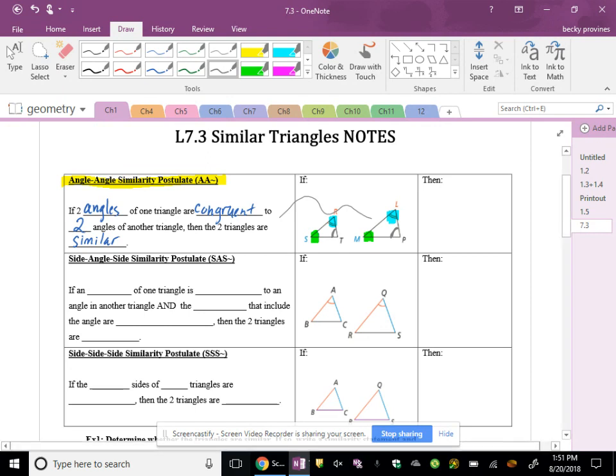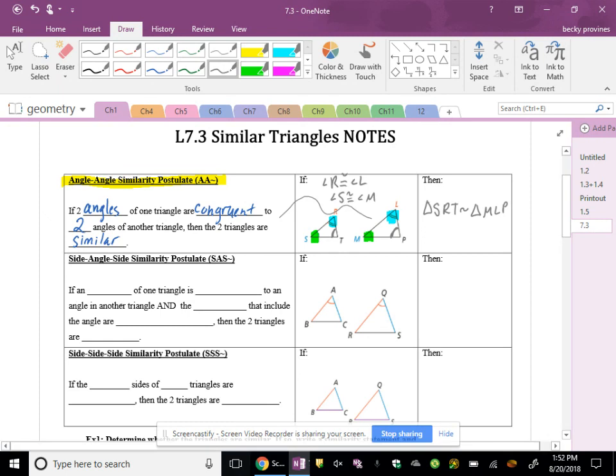So we happen to know angle R is congruent to angle L. Angle S is congruent to angle M. And therefore, the triangles are similar. So SRT, put your new symbol for similar, to MLP. Okay, so now it gets a little bit more difficult, but not too bad. It's better than having to prove everything.